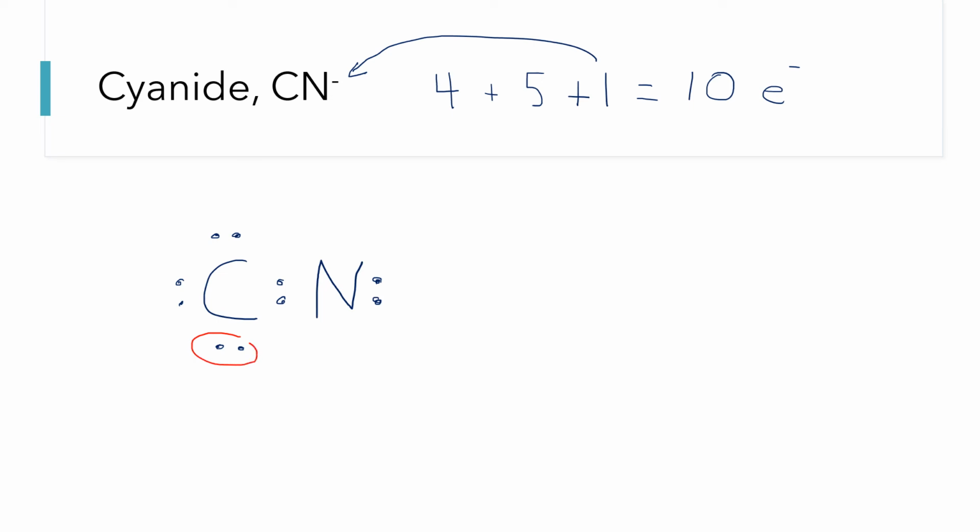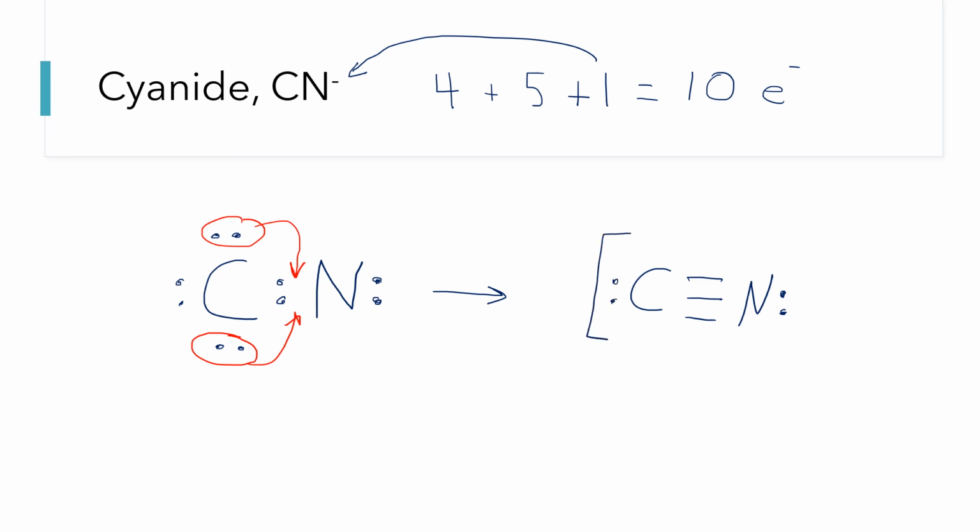So we need to start sharing some of these lone pairs to increase the number of electrons associated with nitrogen without taking any away from the carbon, because we still get to count the shared pairs towards carbon's octet. So now with 3 shared pairs, we're going to have carbon with a triple bond to nitrogen, and then there'll be a lone pair still on each one of these atoms. To complete it, since this is a charged species, we'll put it in square brackets and put that charge outside of the brackets.